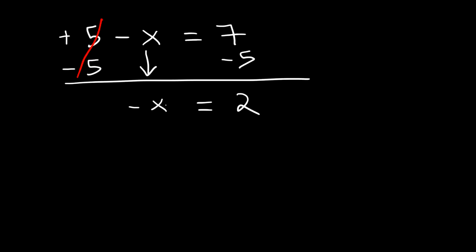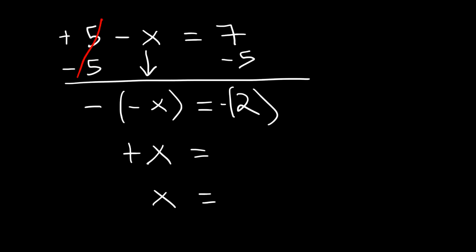Now, when you get into a situation like this, what you need to do is multiply both sides by a negative sign. Two negatives will turn into a positive. So on the left, we have positive x, which is simply just x. And on the right, we have negative 2. So x is equal to negative 2.